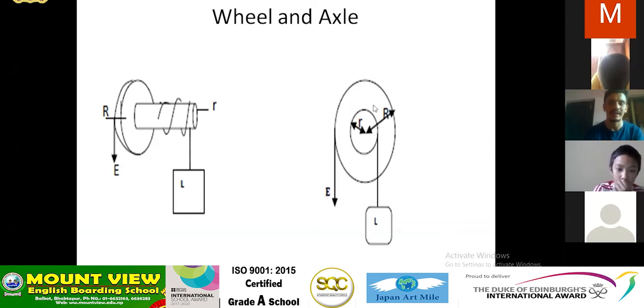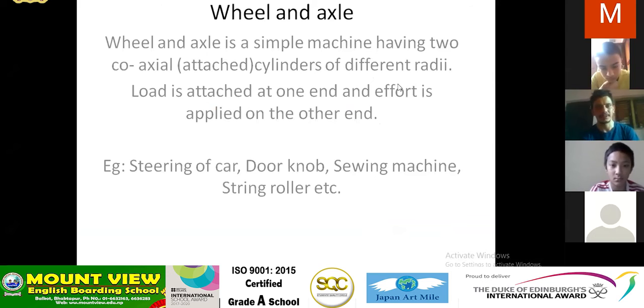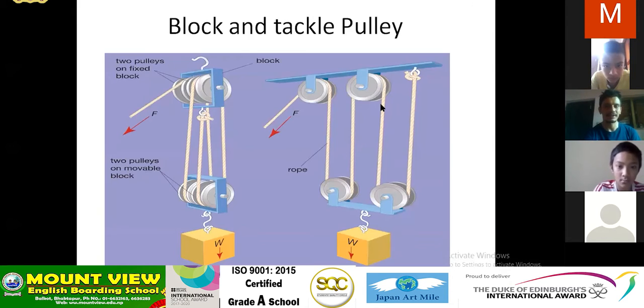एकअर्कामा जोडिएको हुन्छ है. Let's go to the definition. So wheel and axle is a simple machine having two coaxial cylinders. The meaning of coaxial is attached. And cylinder, so you can see here.